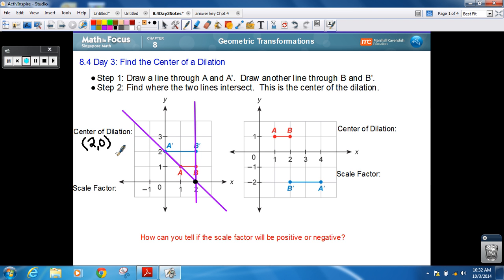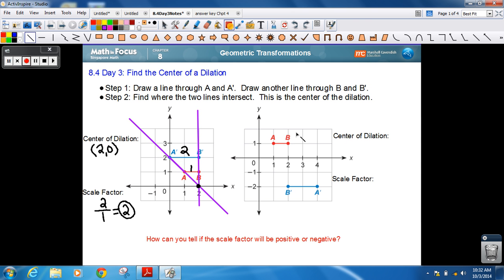We also are then going to find the scale factor. There's a couple ways you can do that. You always just compare the lengths. So if I look here, the length of the original was 1. The length of the image is 2. Remember, the scale factor is always going to be the image over the original. So my scale factor here is 2. I know it's a positive 2 because both the original and the image are on the same side of that center of dilation.